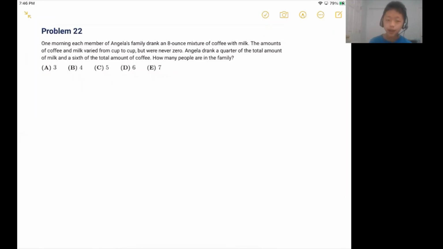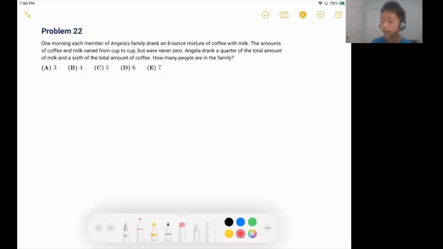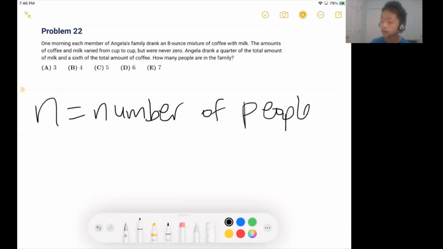So this is another kind of word problem, right? Remember, the general strategy for word problems is you want to convert the words into math. So we have Angela's family, and we want to know how many people are in her family. So let's let n equal the number of people in Angela's family.